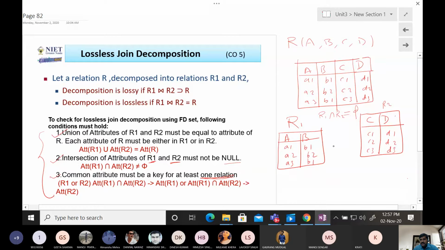If we join these two tables, then through cross join we will get 3 tuples in this and 3 tuples in this, total 9 tuples. Means we will get extra tuples in the result. But after join, there should be the exact number of tuples which exist in R. Did you get it?